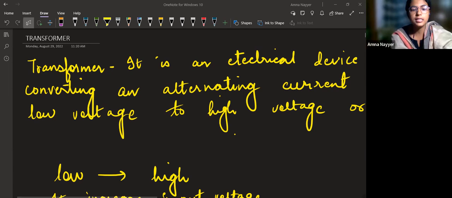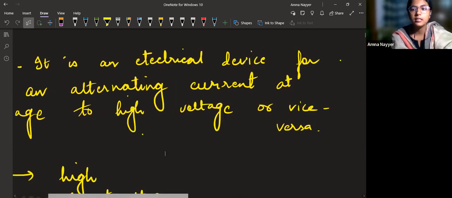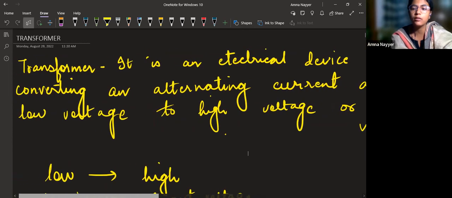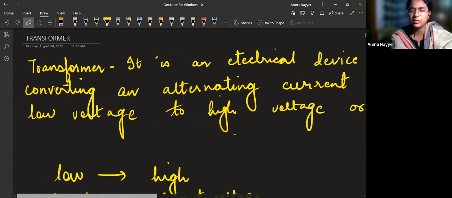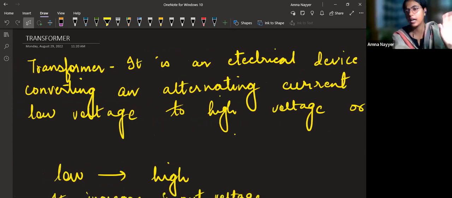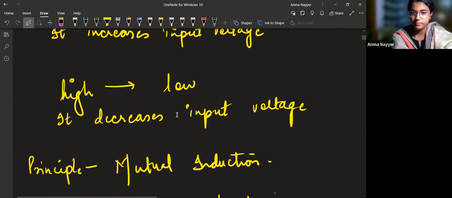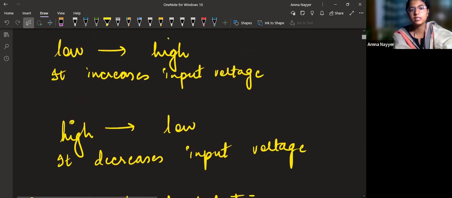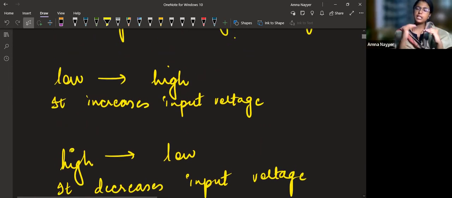So yes, it is an electrical device for converting an alternating current at low voltage to high voltage or vice versa, meaning high to low as well. Either it can be low to high or high to low. Now, if it is from low to high, it means it increases the input voltage. Input voltage is being increased. This is known as a step up transformer.